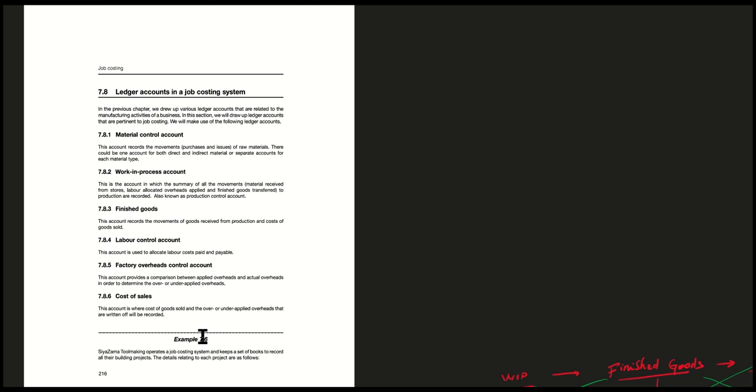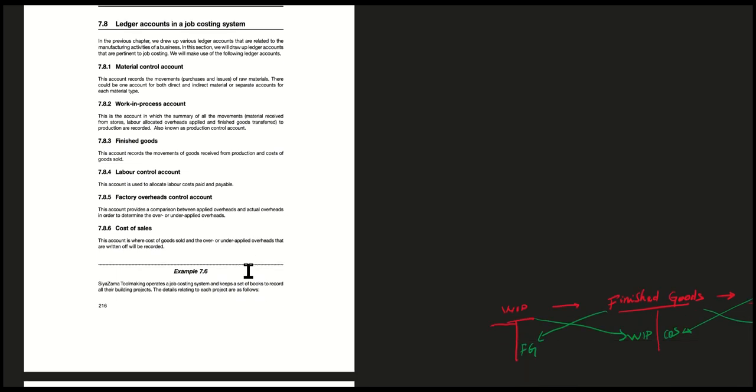And these accounts, which I will name quite quickly: material control account, work in process account. Work in process account obviously should ring a bell. Material control account, if you remember the previous ledgers that we covered, we did cover the direct material ledger account. So that should also ring a bell. Finished goods should ring a bell. Labor control account should ring a bell. I think it's just instead of direct labor, it's labor control account.